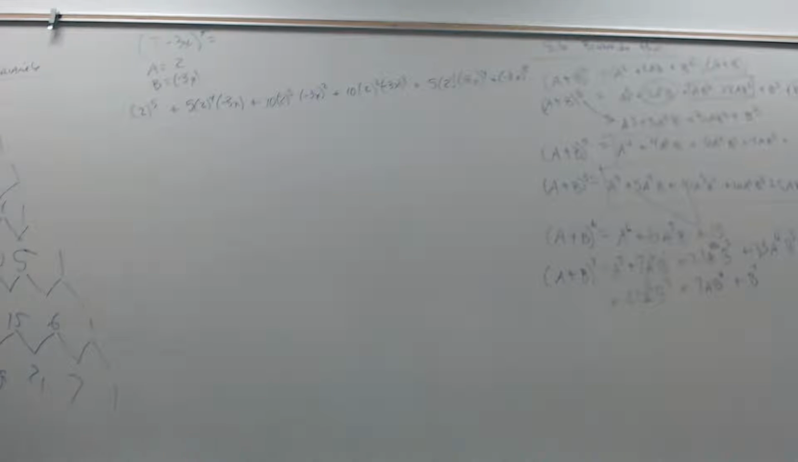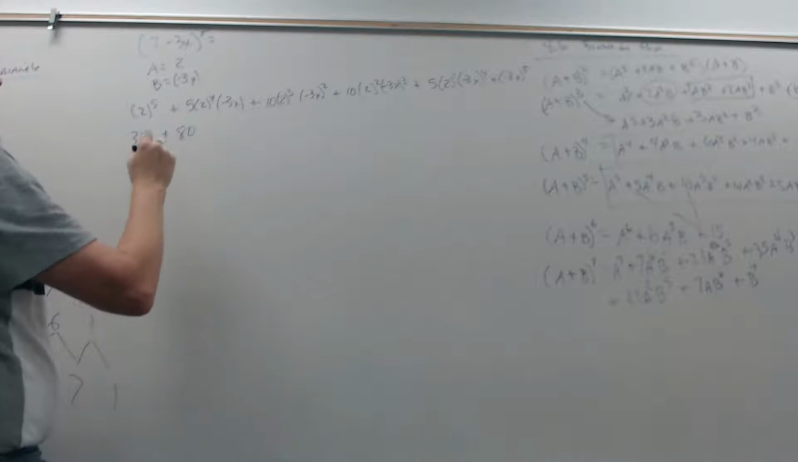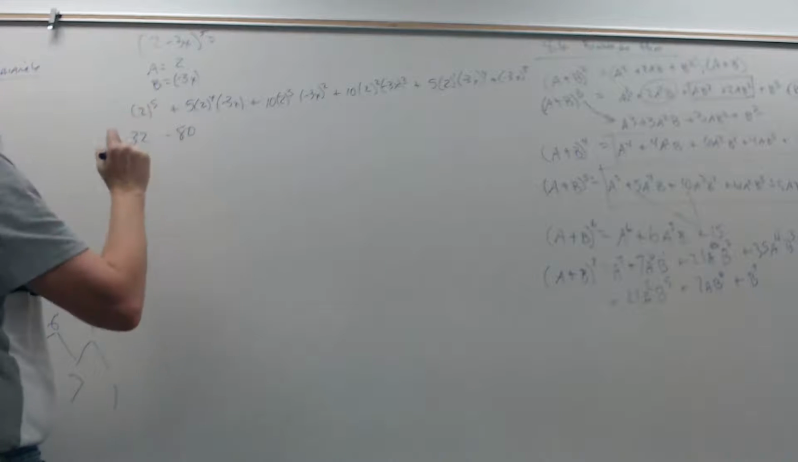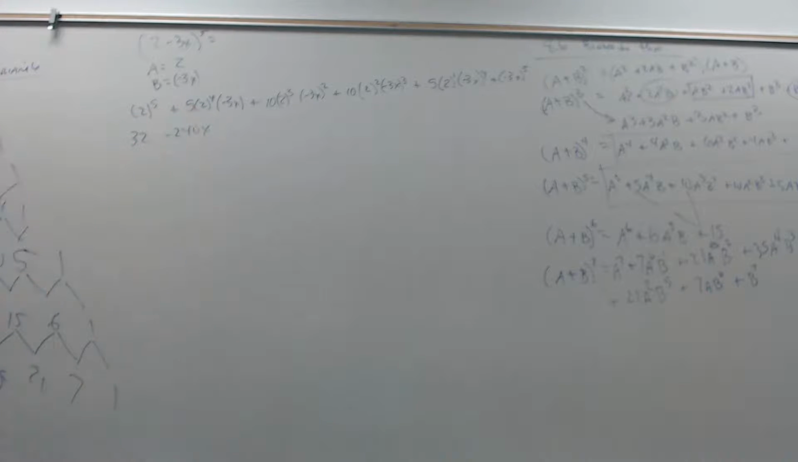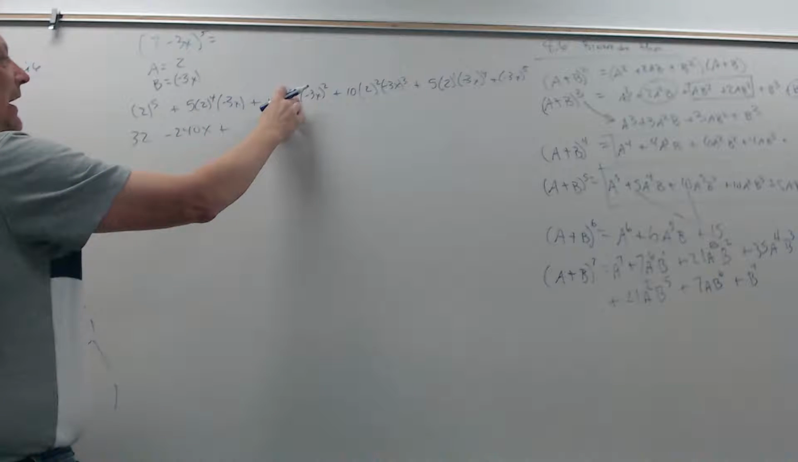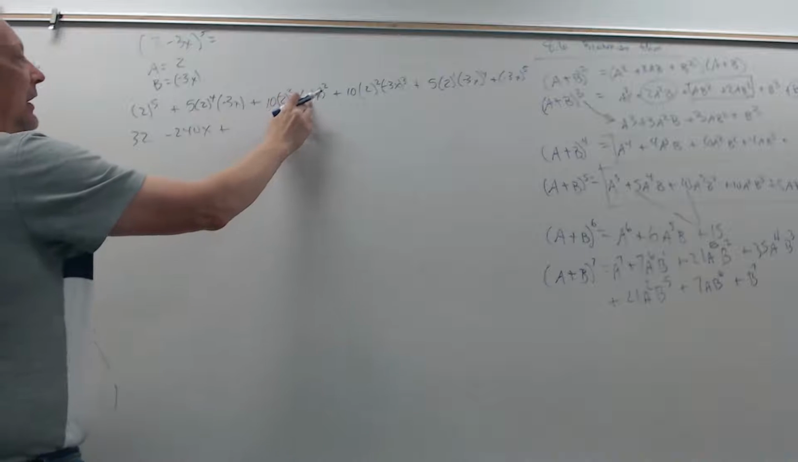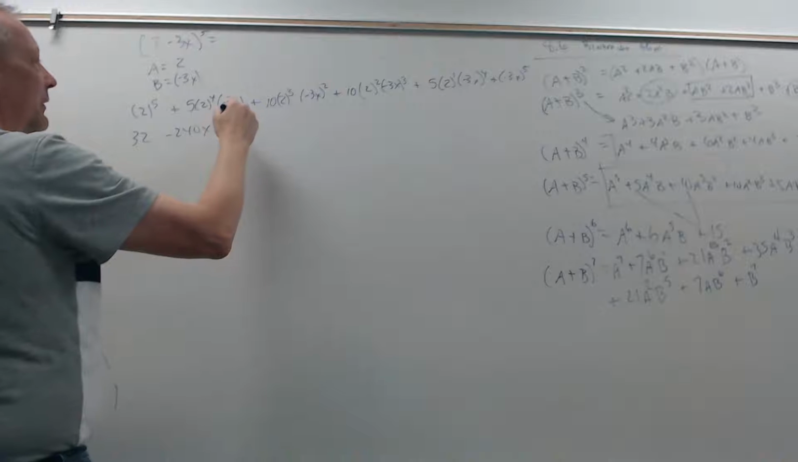Pascal's triangle right there. So 2 to the 5th is 32, plus 2 to the 4th is 16 times 5 is 80. And then times negative 3 is negative 240, right? Negative 240x. Now, plus 2 cubed is 8 times 10 is 80. Negative 3 squared is 9. 80 times 9 is 720 x squared.